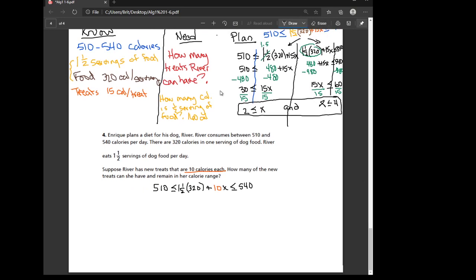Alrighty, so then again, we're going to break it into two inequalities. I'm going to have lots of room here for this, won't I? So 510 is less than or equal to 1 1/2 times 320 plus 10x. And then I still have 1 1/2 times 320 plus 10x is less than or equal to 540.